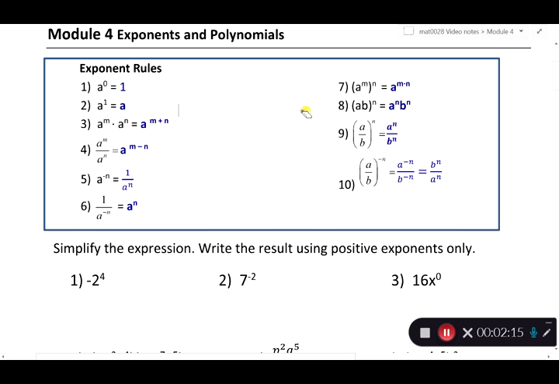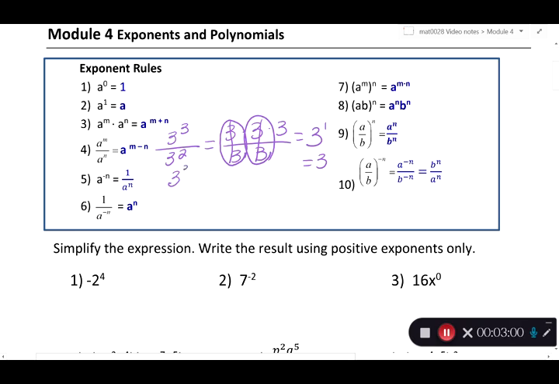Division, similar thing. We're going to have a to the m, so some base to an exponent, over the same base to another exponent, then we're going to subtract. So if we use the same numbers, 3 cubed over 3 squared. If I go ahead and write this out as 3 times 3 times 3 over 3 times 3, right? That's what the definition means. Anything over itself is going to equal to 1. So these are going to cancel out, which means I'm going to be left with 3 to the first power, or just 3, right? We wouldn't write 3 to the first power, we would just write 3. If we subtract here, we get 3 to the 3 minus 2, which gives us the same answer, 3 to the first power. So you can see that either method will work.